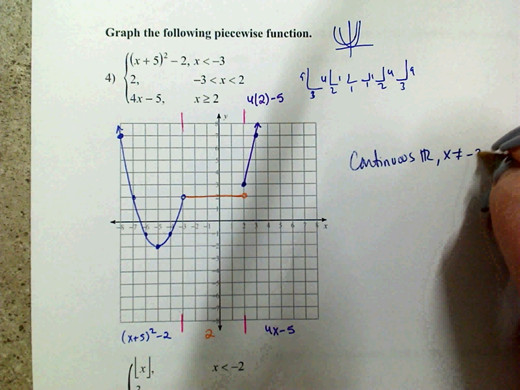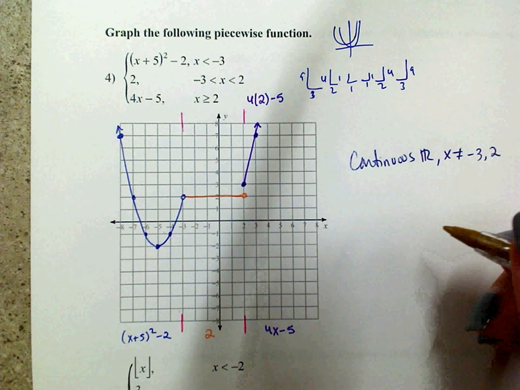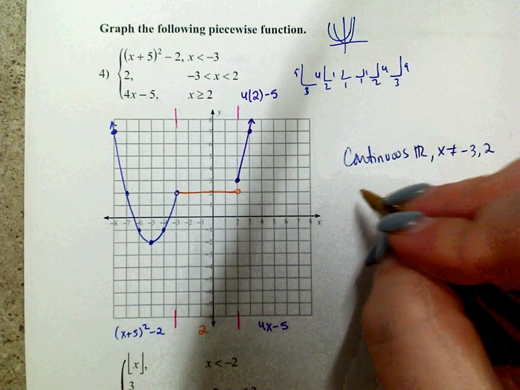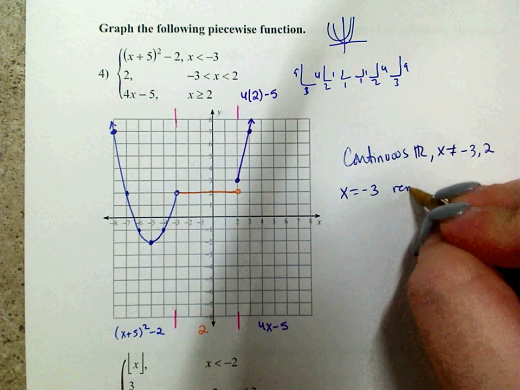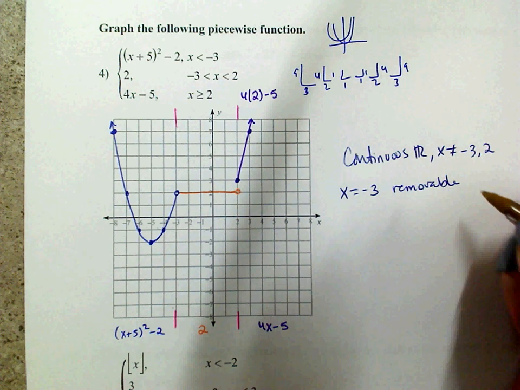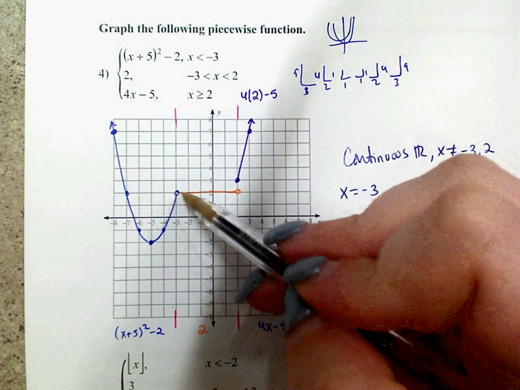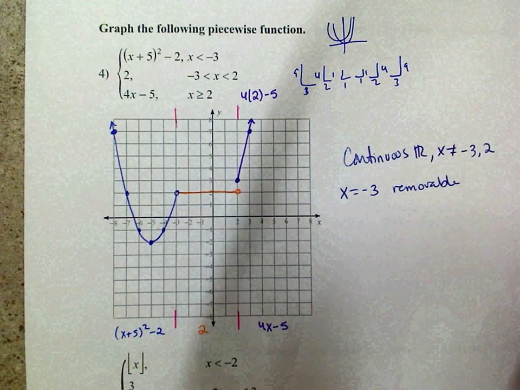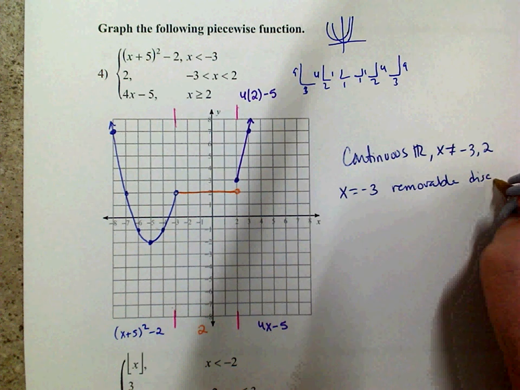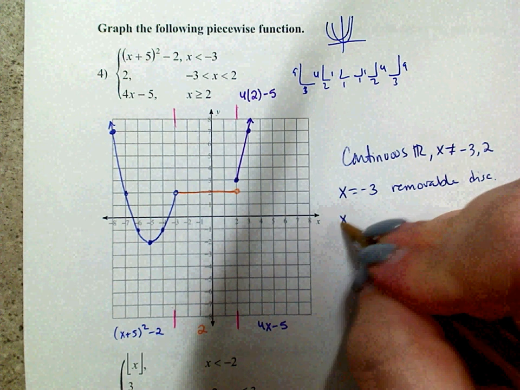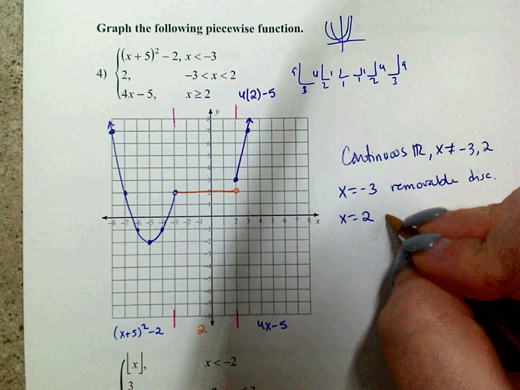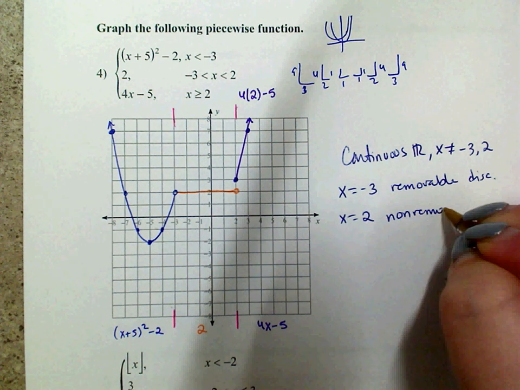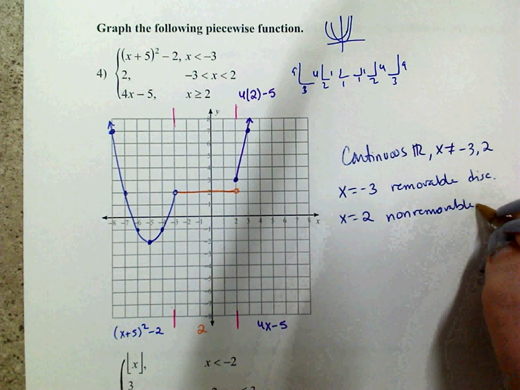Now, then you got to address what is happening at each of those. So at x equals -3, I have a removable discontinuity because it's just a hole in the graph. They still go to the same point, it's just that it doesn't exist at that moment. So there's a removable discontinuity. At x equals 2, it actually jumps from one y value to another y value, so that is a non-removable jump discontinuity.